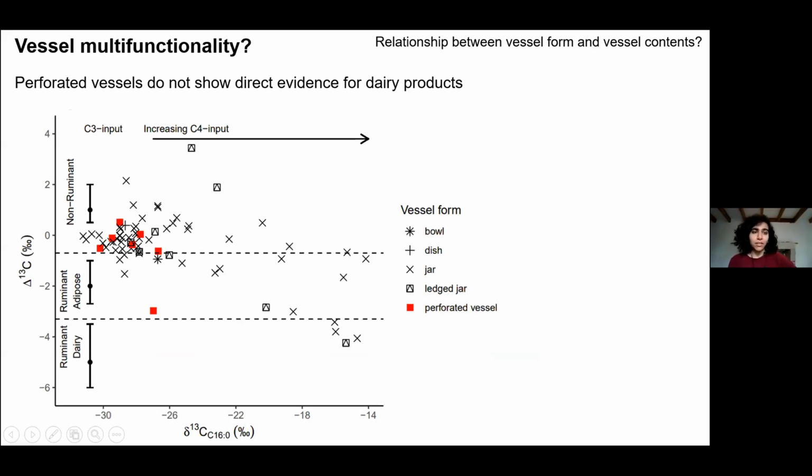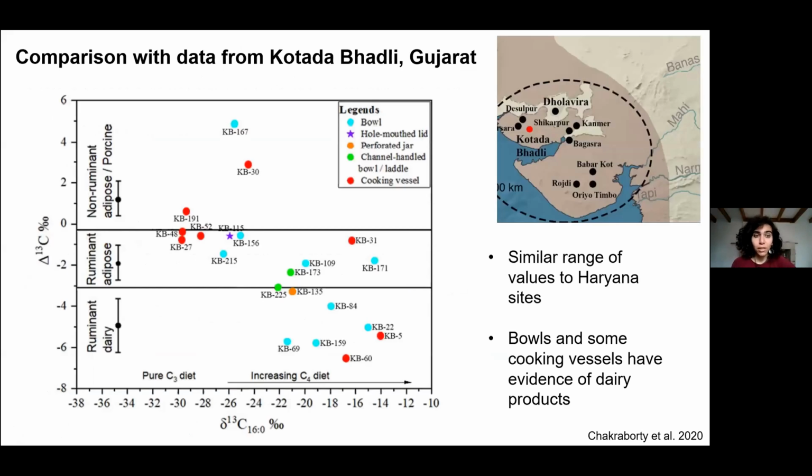If I compare this with the results from Kotada Bhadil that Kalyan presented just yesterday, we see that he has a lot more evidence for dairy compared to what I have, and several of the vessels that he analyzed were bowls. The dairy vessels were bowls. So it's possible that I did not analyze the right type of vessels. Perhaps bowls were used more for dairy processing, but there seem to be differences.